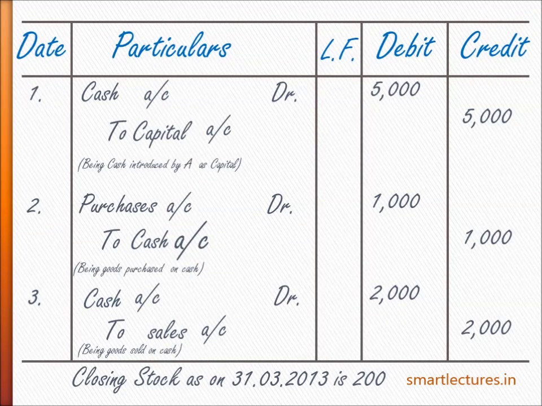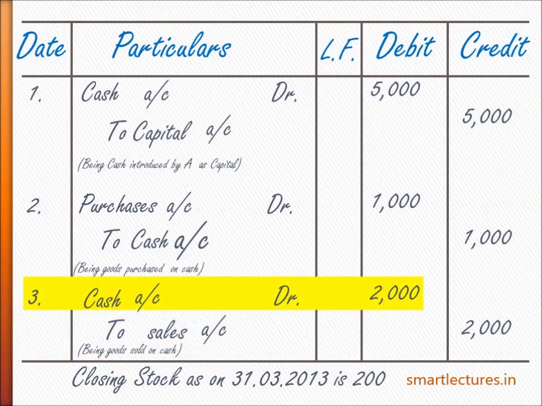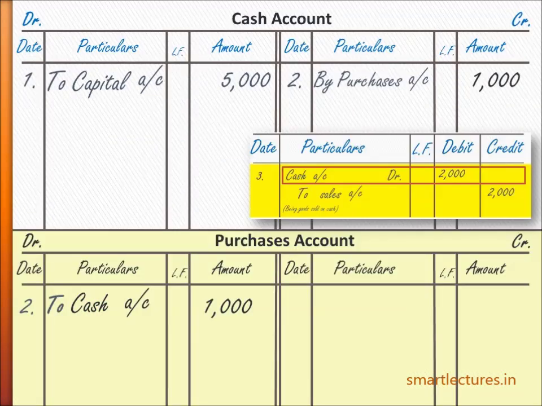Journal entry number 3, cash account debit to sales account. What does it mean? Debit cash account by rupees 2,000. So move to the cash account. On the debit side, in the amount column write down rupees 2,000, and in the date column number 3, and in the narration, I mean to say the particulars column, 'To'. What will you write down? Because when cash account was debited, the opposite account was sales. So write down 'To sales account'. Now, 'To sales account' rupees 2,000. It means credit sales account rupees 2,000.